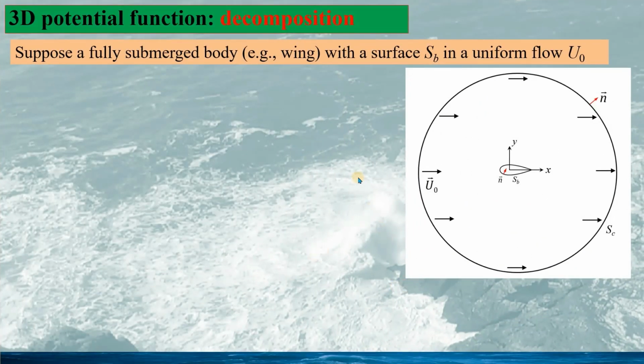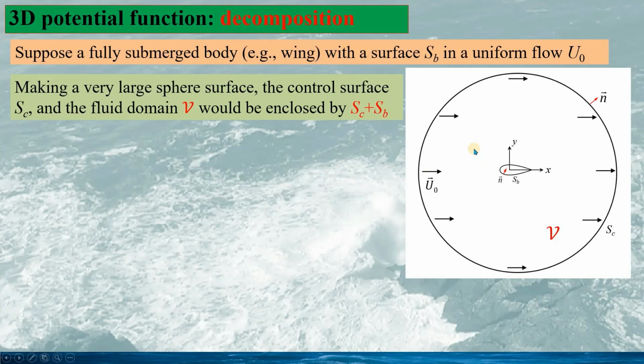Now we have a look at the structure fully submerged in the uniform flow, such as the wind in the uniform flow. The structure with the surface SB, see here. And we can make a very large sphere surface SC as the control surface. Then the fluid domain V would be enclosed by SC plus SB.